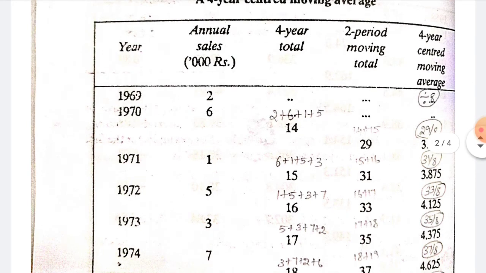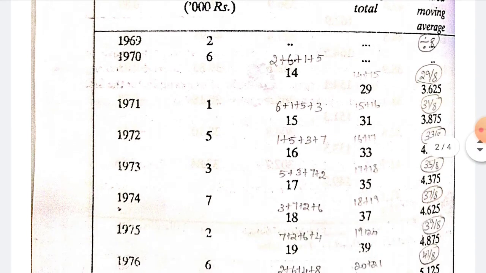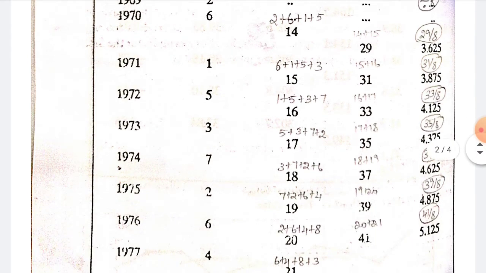20 plus 21 is equal to 41. In the final step, to find the 4-year centered moving average, we divide by 8. So 29 divided by 8 we have 3.625. 31 divided by 8 we have 3.875. 33 divided by 8, 4.125.